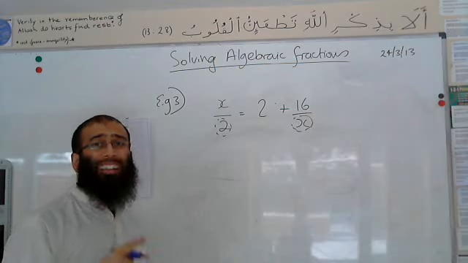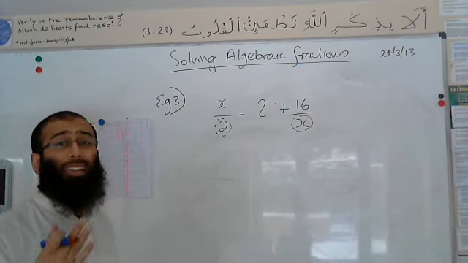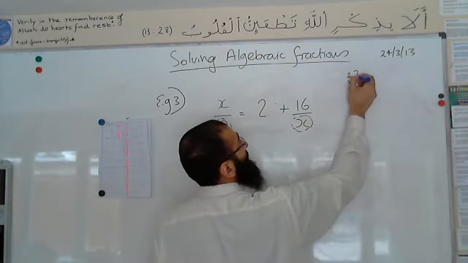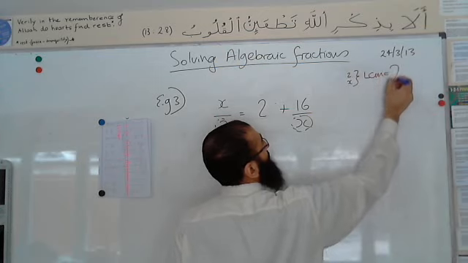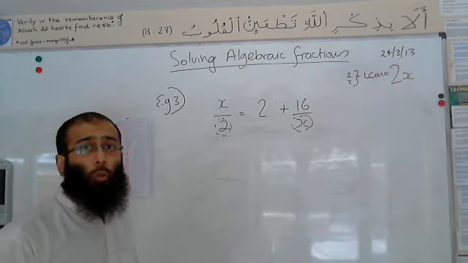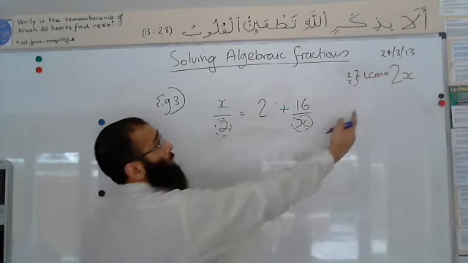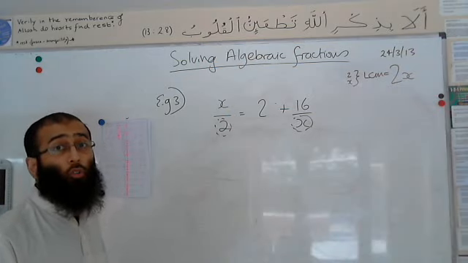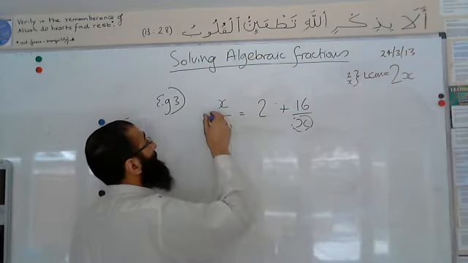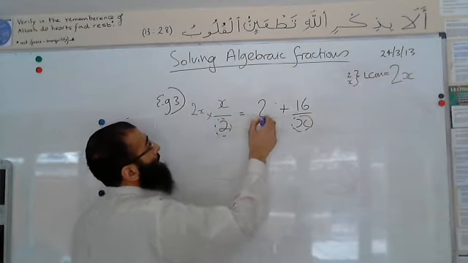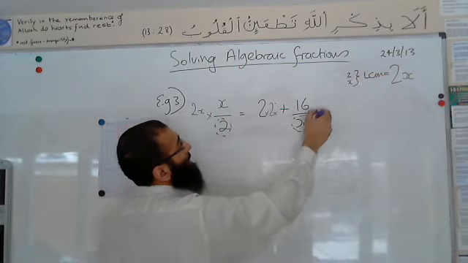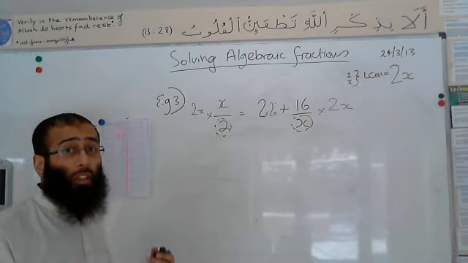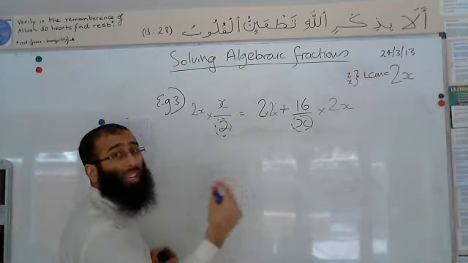If you want to eliminate a 2 and an x from the denominator, we have to multiply each item by 2x. So 2 and x. The lowest common multiple of 2 and x is 2x, multiplying them together. So what we're going to do now is multiply each item by 2x to eliminate the 2 and the x. And this is a very powerful way of getting rid of the denominators quickly in one go.